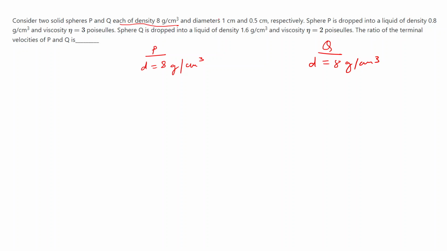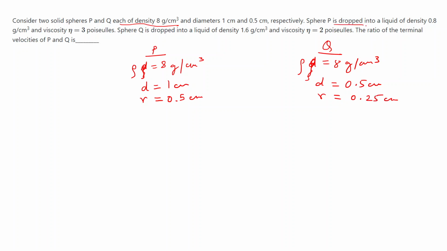The density I'll denote with rho, to avoid confusion, and the diameter of P is 1 centimeter. That means the radius will be 0.5 centimeter. Here, for Q, the diameter is 0.5 centimeter, so the radius will be half of this, 0.25 centimeter.